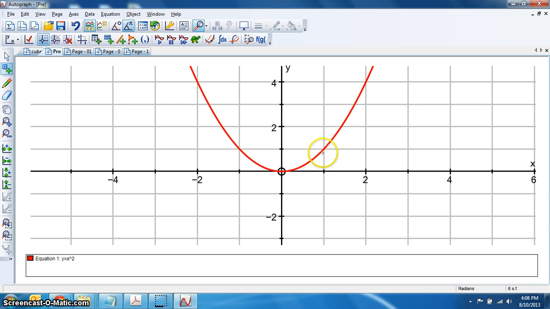So to recap, the tangent line will allow us to see how fast the curve is changing.